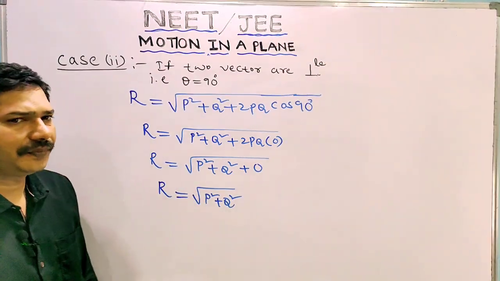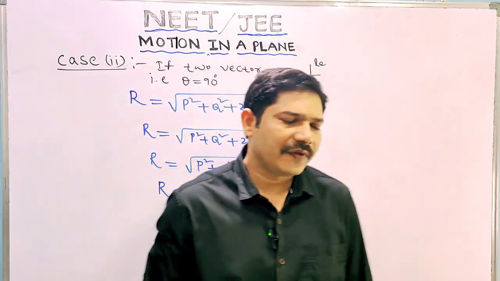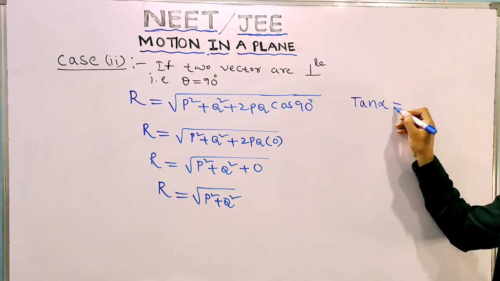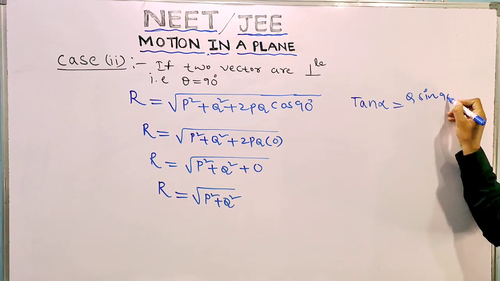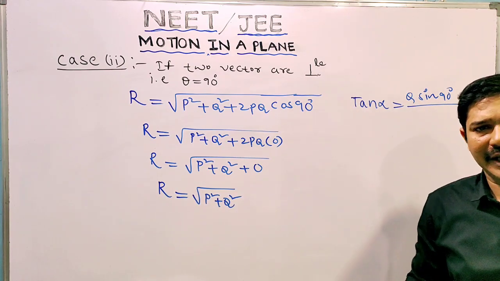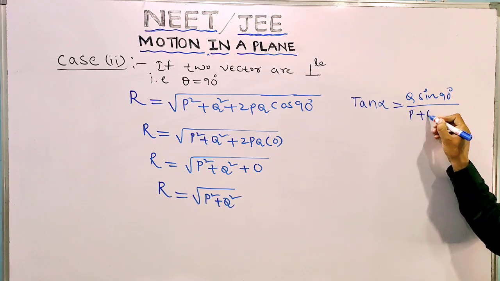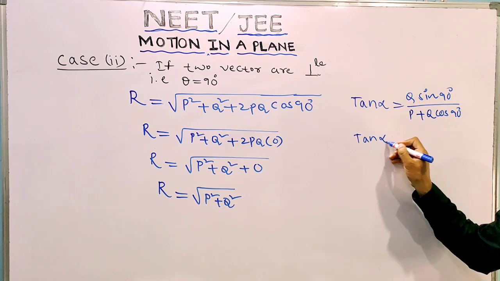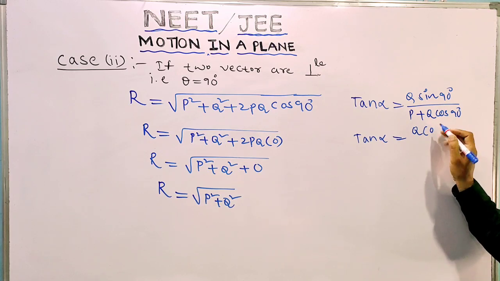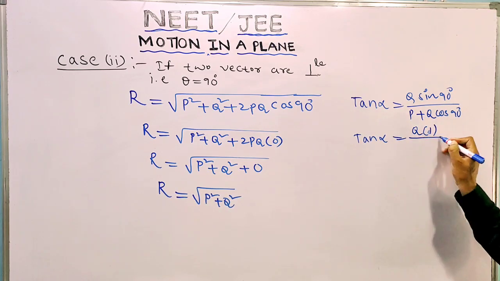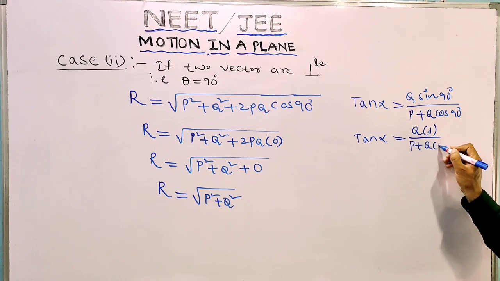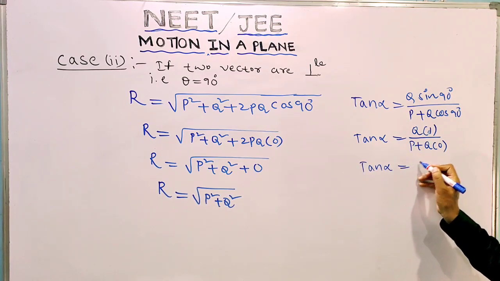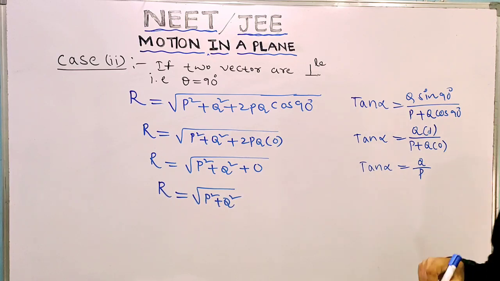Now direction. If we observe the direction, tan alpha equal to, what is the formula? Tan alpha equal to Q sin theta, and theta means 90 degrees I am taking, by P plus Q cos 90 degrees. So tan alpha equal to Q into sin 90 value, which is 1, and P plus Q cos 90, cos 90 value is 0. So tan alpha equal to Q by P plus 0, that is P.